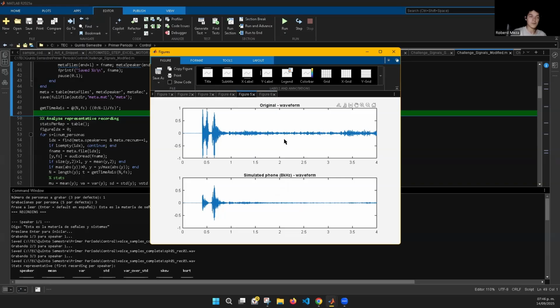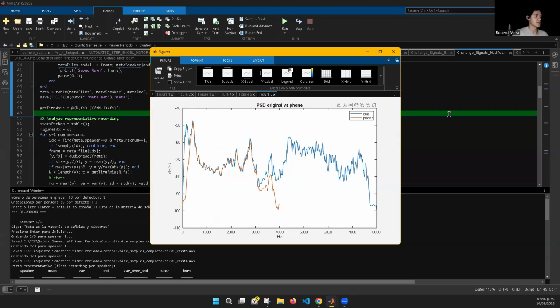Finally, we simulated a phone recording. Here is the graph that we took. Basically this plot told us that the telephone channel simulation revealed significant spectral alterations compared to the original high quality recordings, as we can see here. And we can also see the PSD original versus the phone one.